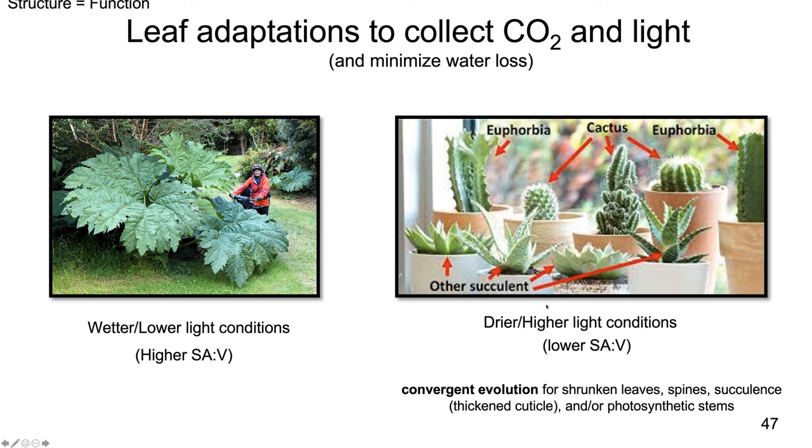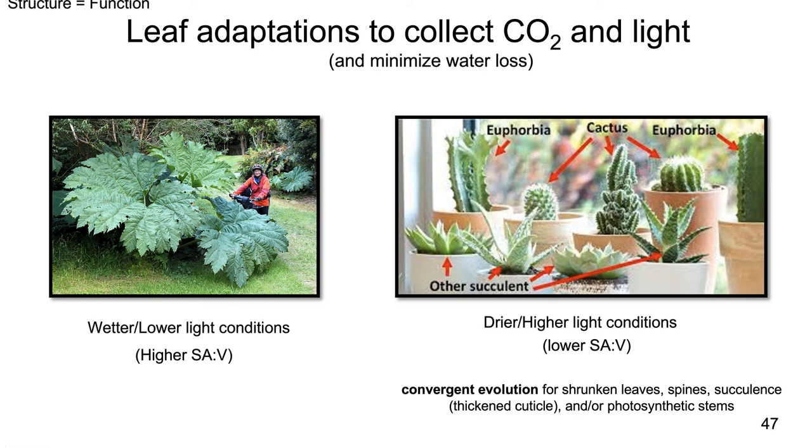Whereas in drier, higher light conditions, plants tend to have lower surface area to volume ratios, and we tend to see convergent evolution. So remember, this is different species independently evolving the same sort of phenotypes, where you have shrunken leaves, spines, succulents. If you think of succulent plants, they have a very thickened, waxy cuticle, and they also tend to have photosynthetic stems. These are all adaptations to reduce water loss.